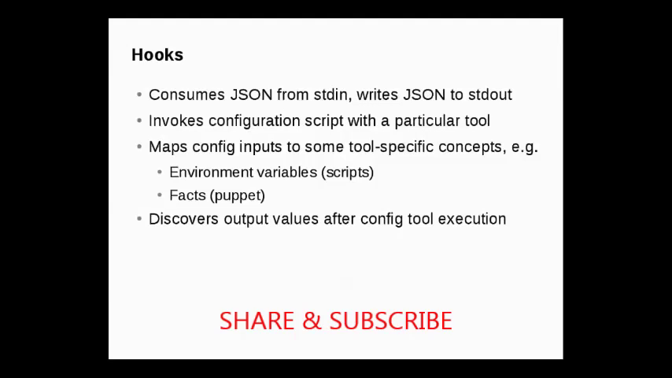So the hooks end up on the server that you're deploying. They're actually quite simple. They consume JSON from standard in and write JSON to standard out. Their job is to actually invoke the configuration script, and they map the Heat software config concepts to whatever makes sense in that particular configuration tool. So for scripts, that's environment variables. For Puppet, the inputs are facts. And the hook also has the job of discovering what the outputs are from that configuration run.